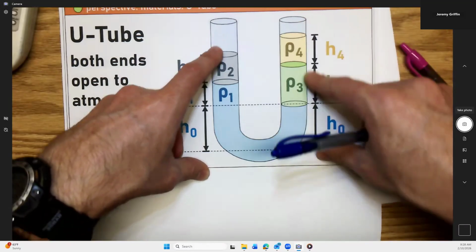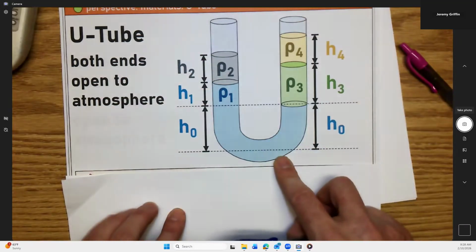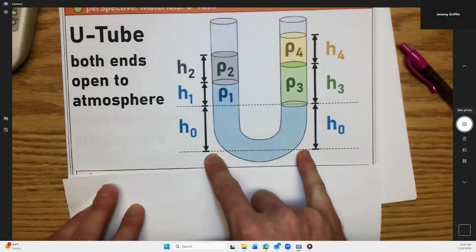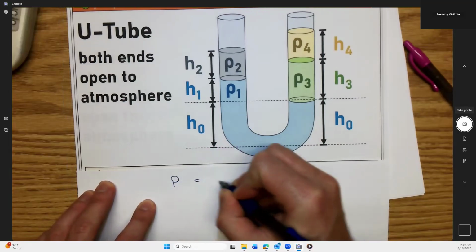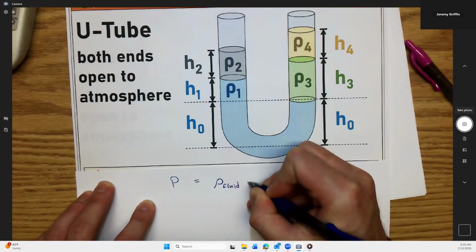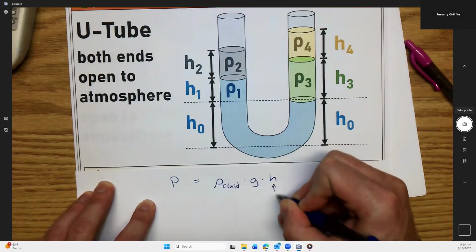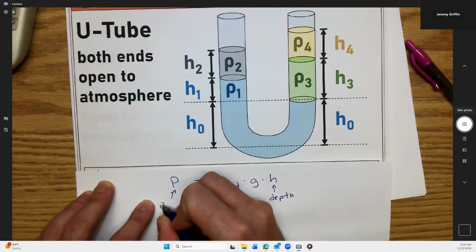But there's a different journey on the left arm and the right arm of this U-tube. And so let's set an equivalence principle from this point to this point. You guys ready to do that? Now, you guys remember in general, pressure is density of the fluid times the gravity field times the depth. H could be depth. Capital P is pressure.